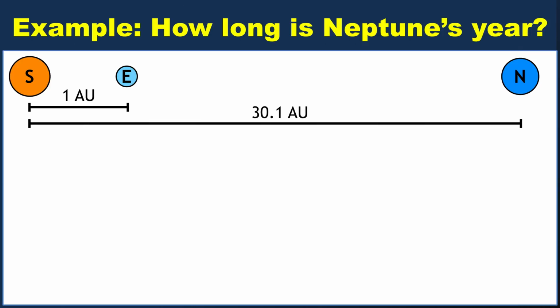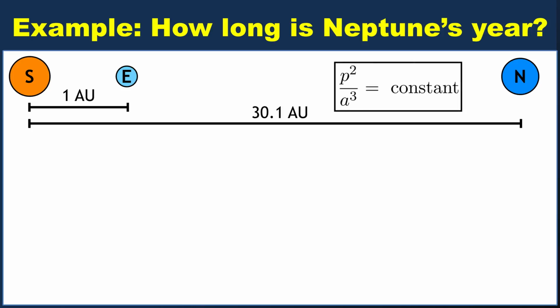Now we know from lecture, Kepler's third law says that p squared over a cubed is a constant for all planets in orbit around the Sun. It's the same constant for all of those planets, where p is the orbital period of the planet, namely the length of its year. A is the average distance between that planet and the Sun. So we ought to be able to use this to figure out what the length of Neptune's year is.